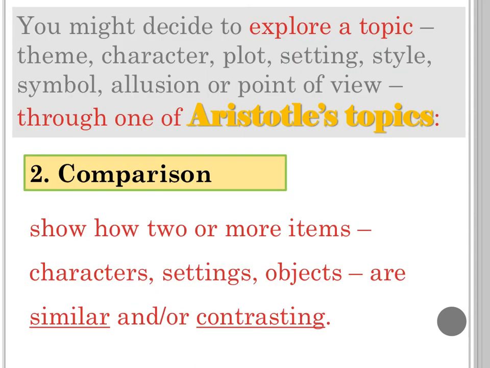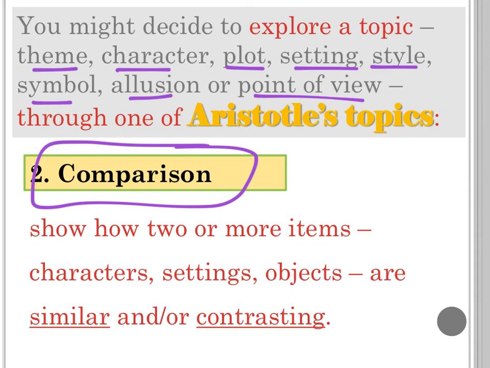And when you choose a theme, a character, plot, setting, style, topic, symbol, allusion, or point of view, you could always write a comparison essay. So maybe you choose to compare 2 characters. You show how 2 or more items are alike, whether it be that they're similar, contrasting, or maybe even both.